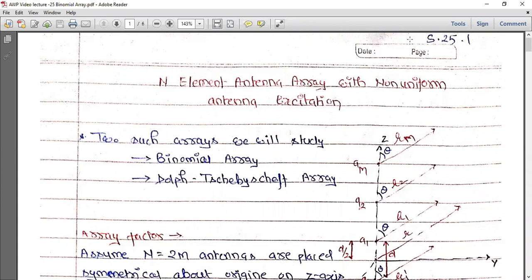Morning everyone, and this is session number 25 of the video lecture series. In today's session we are going to study non-uniform antenna arrays.